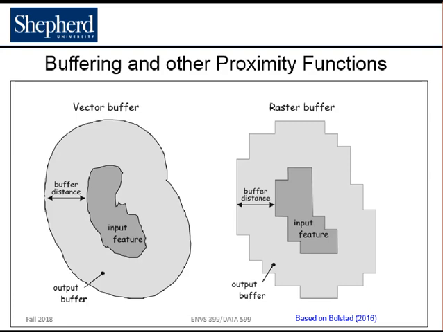Buffering is one of the most commonly used proximity functions. A buffer is a region that is less than or equal to a specified distance from one of the features. Buffers may be determined for point, line, or area features and for both raster or vector data. Buffering is the process of creating buffers. Buffers usually identify areas that are outside some given threshold distance compared to those that are inside some threshold distance.